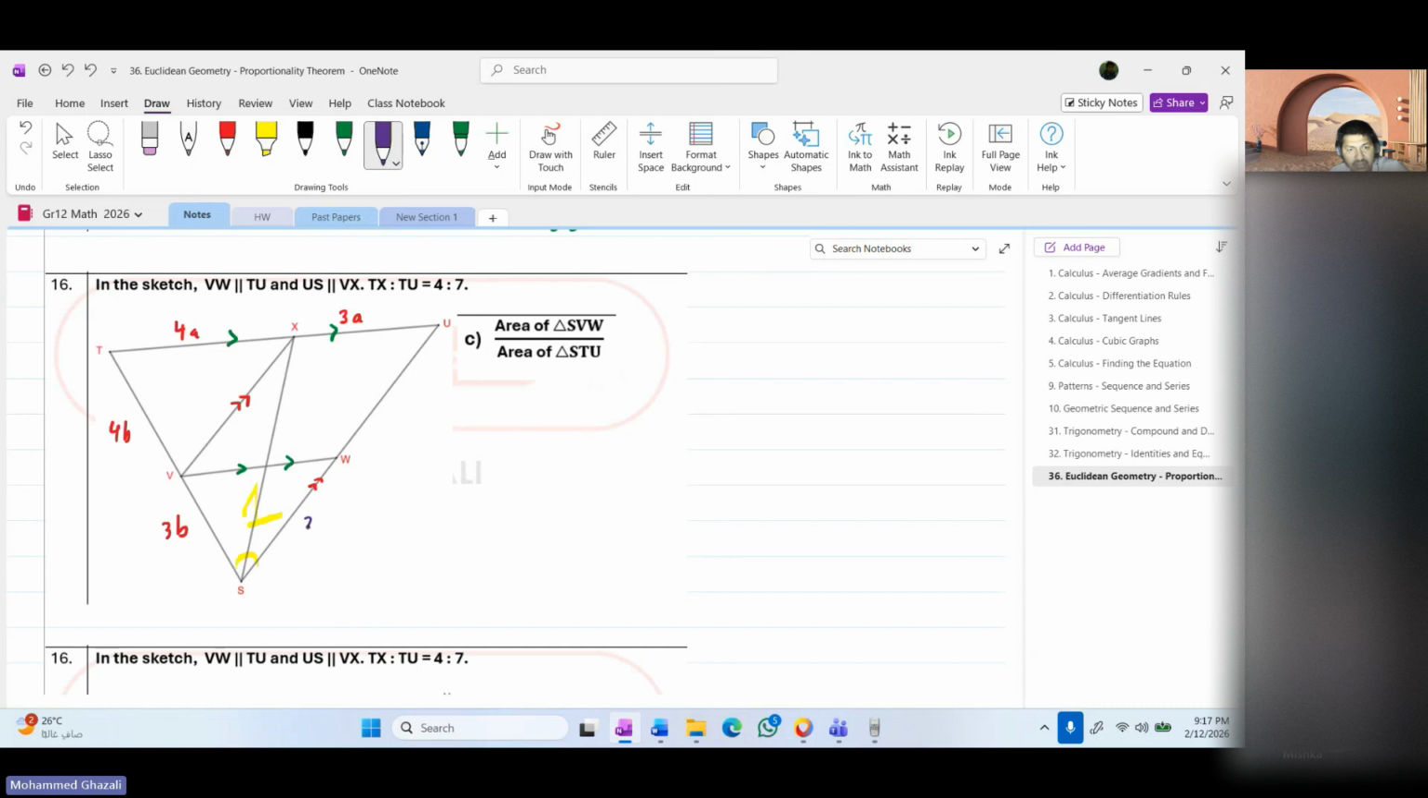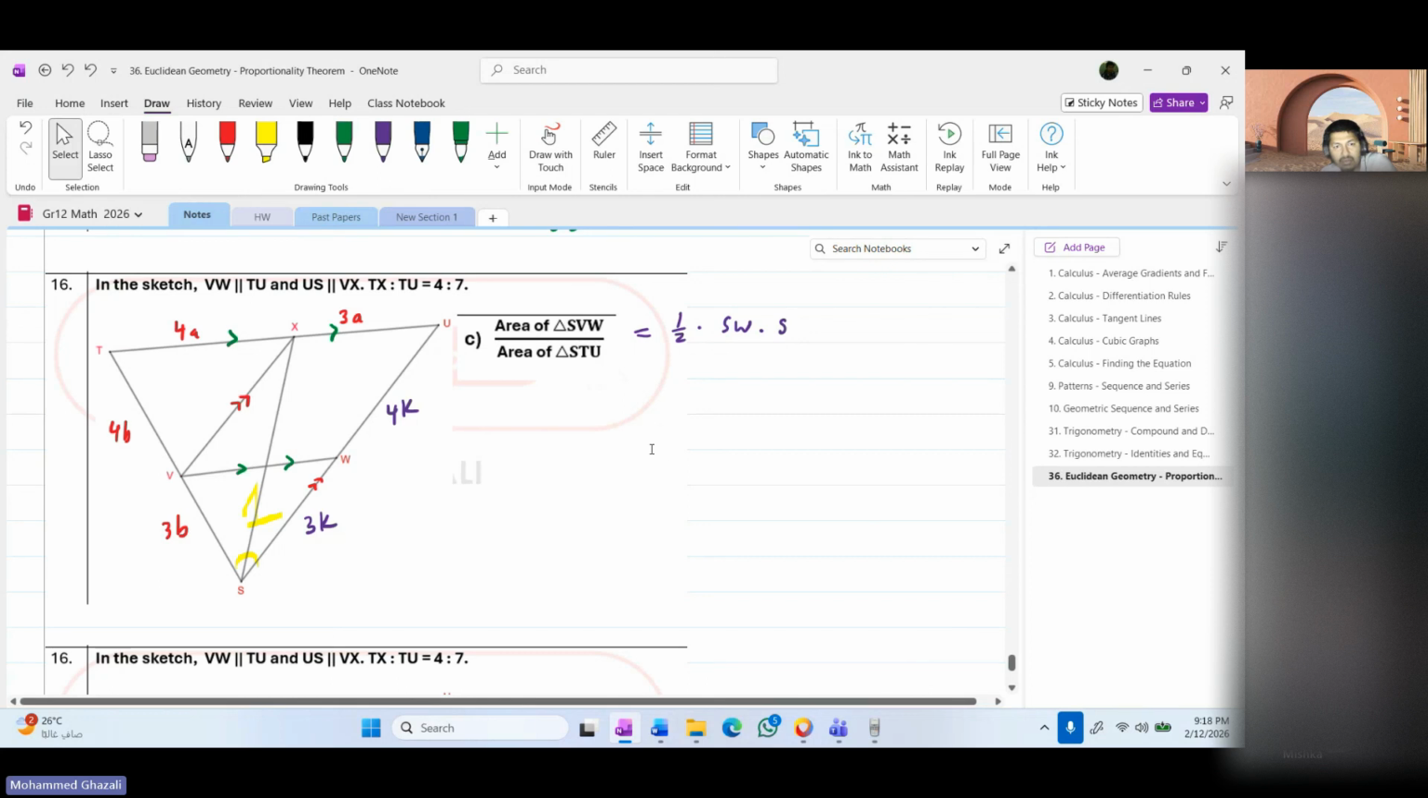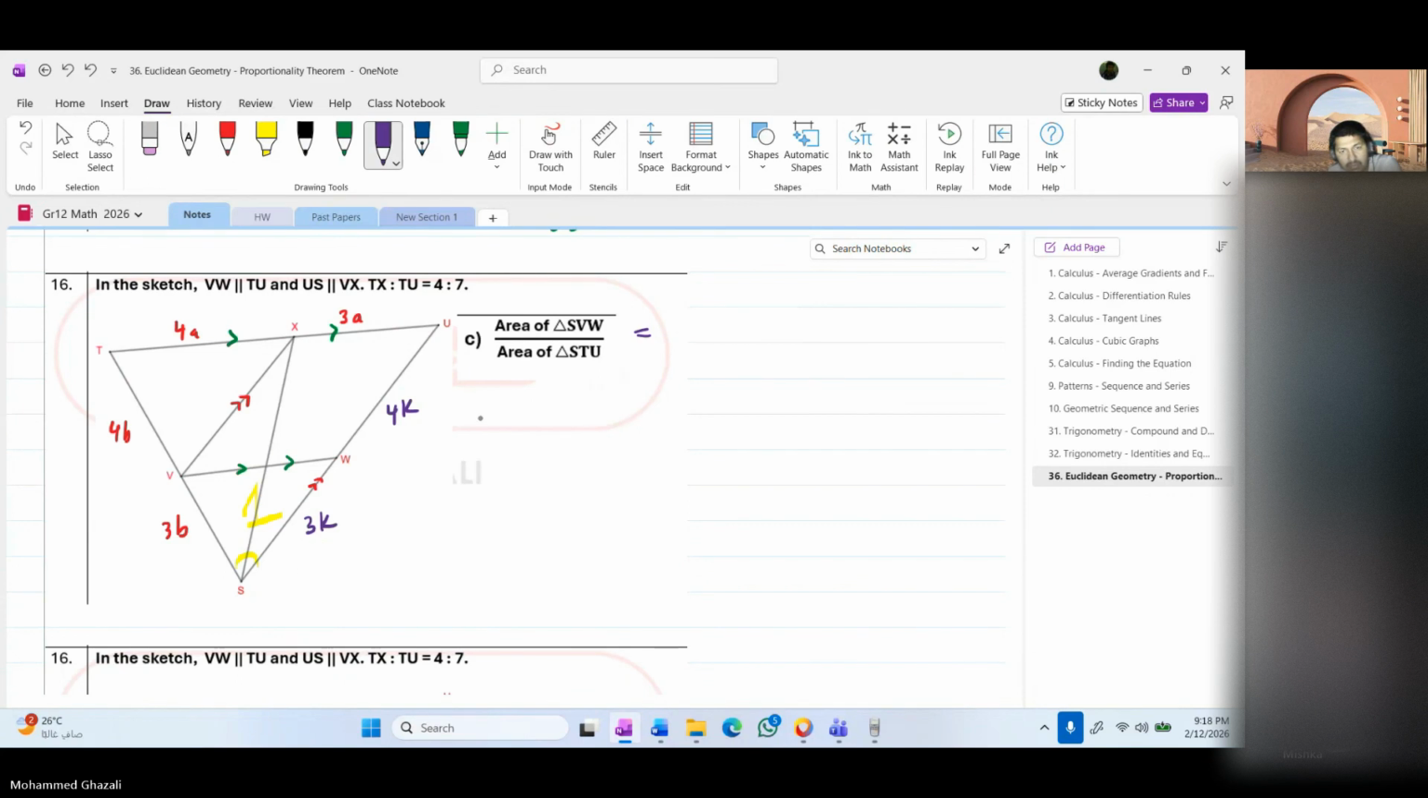So we're going to use 3K is to 4K. You need to write that out first. You need to say, let's write this out, half SW, SV. I suggest you find SW over WU, otherwise you're going to be lost. Let's find SW over WU is equal to SV over VT.